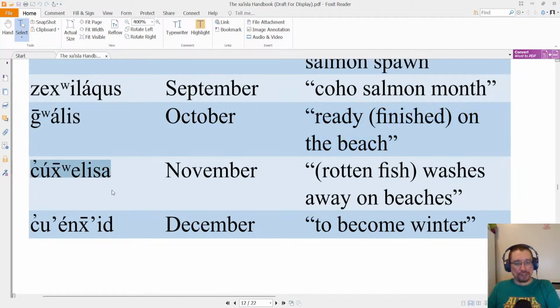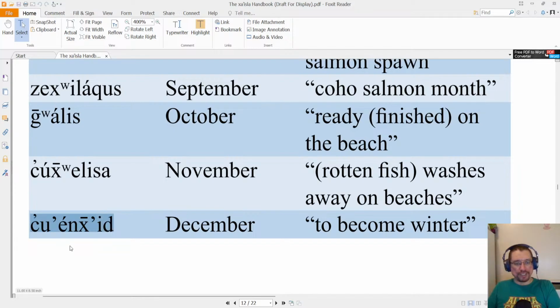Next we have xa'isla. Xa'isla. And this is November. And this means rotten fish washes away on the beach. So it's kind of a continuation of Gwalis, where the fish that have spawned have died in the water or on the beach, and they're kind of laying there, and their bodies are decomposing on the beaches, on the riverbanks.